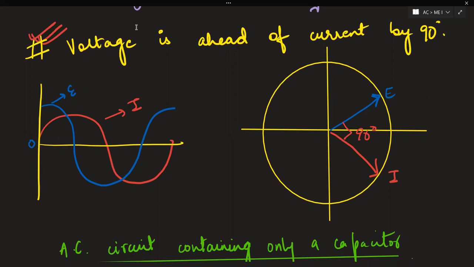Just text me done in the chat column once you have completed it here. The capacitor one we'll do tomorrow, capacitor, and then we have the combination, that is LCR. That is the major part that will complete this lesson. So until you have completed up to here, keep on texting me done in the chat column.